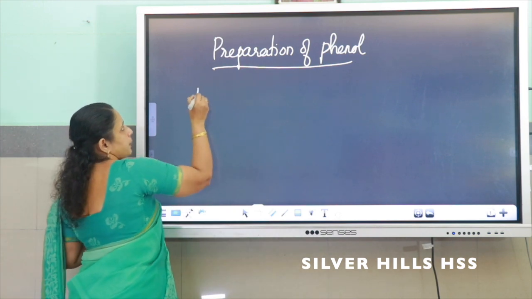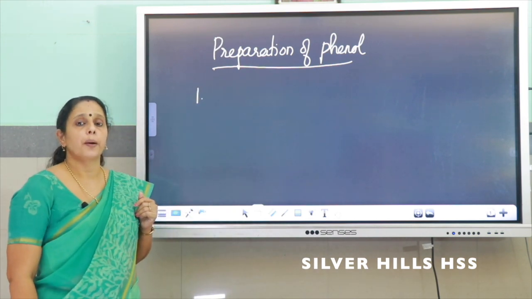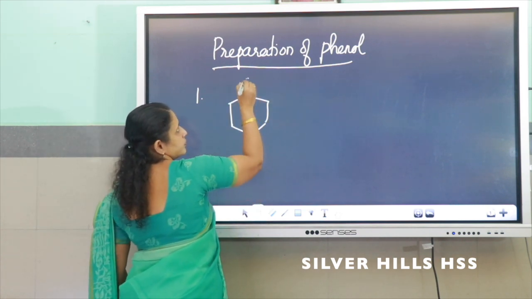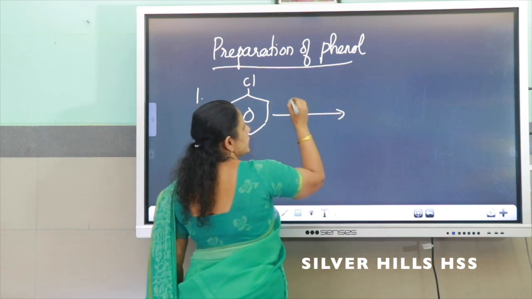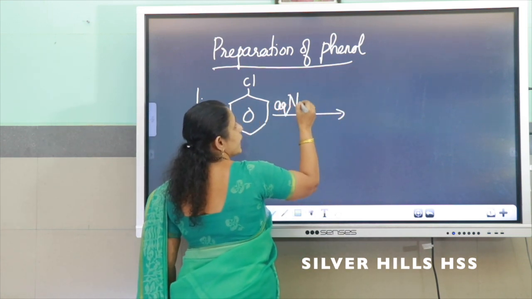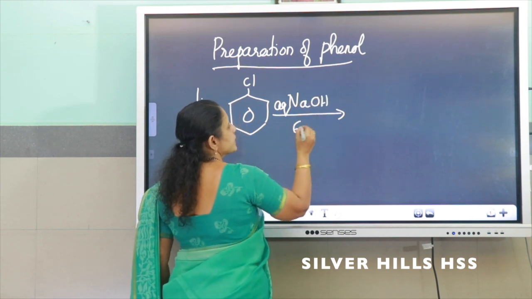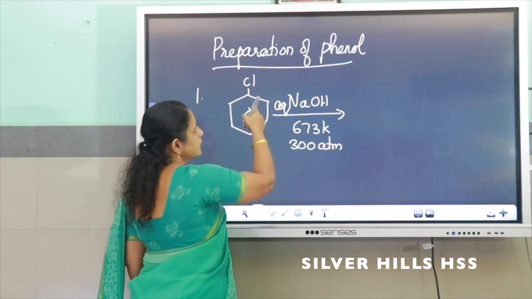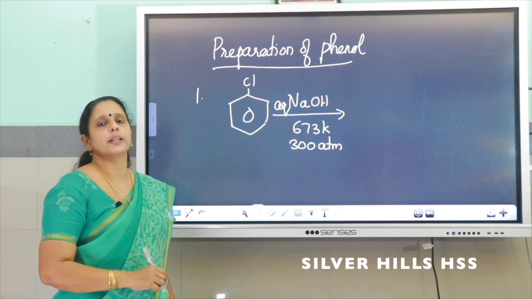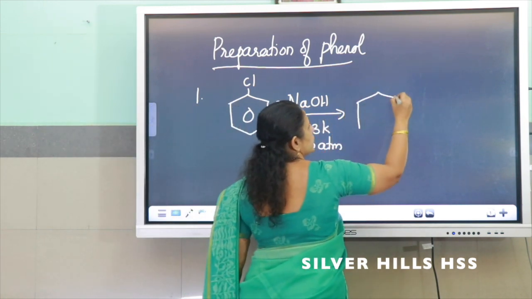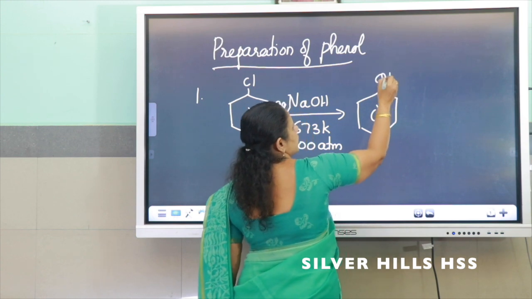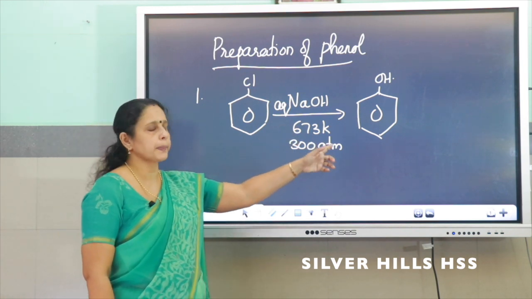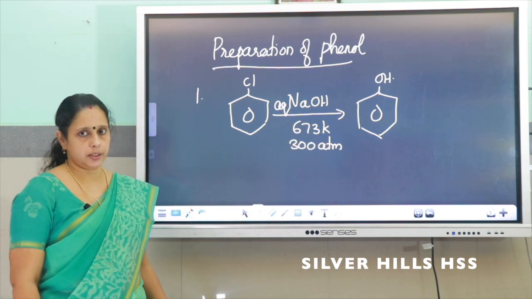The methods of preparation are: first one, from chlorobenzene. When chlorobenzene is treated with aqueous NaOH at 673 Kelvin and 300 atmospheric pressure, this Cl is substituted with OH and we obtain phenol. This method is known as Dow's process. From chlorobenzene we can prepare phenol by this method.